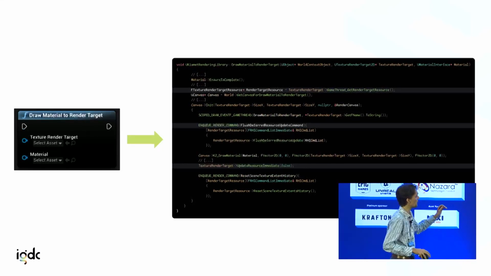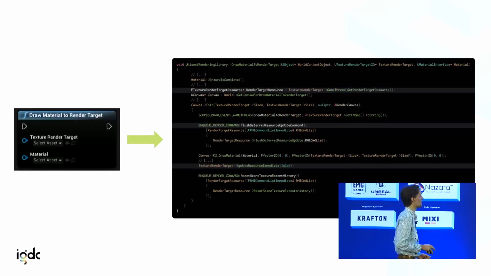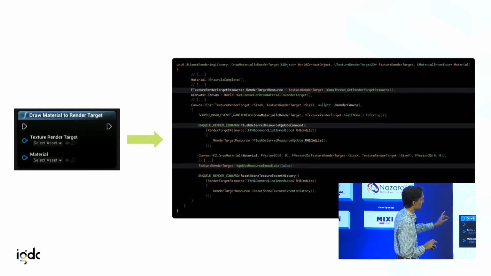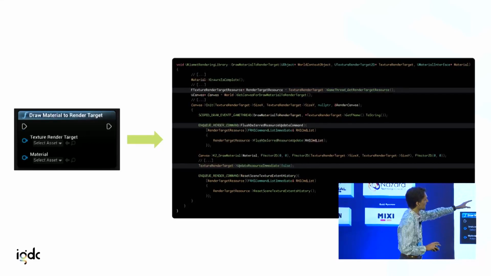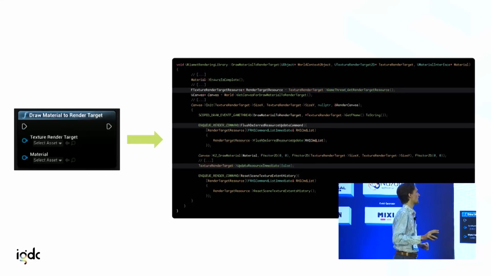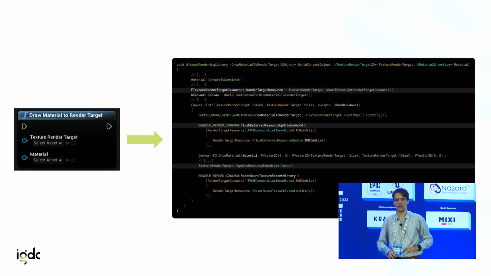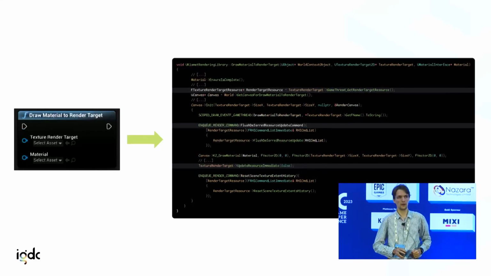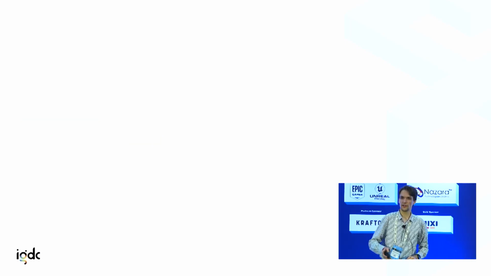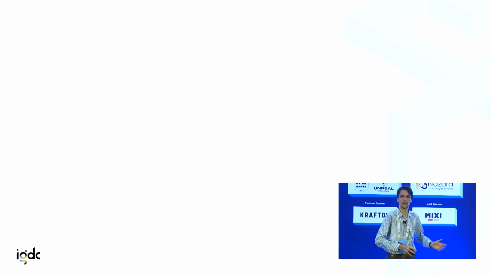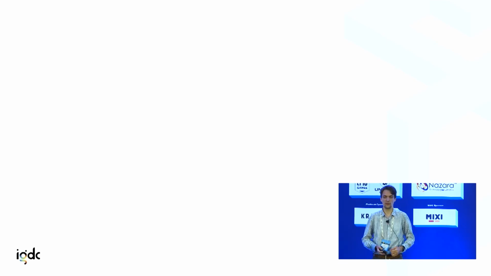So here I have draw material to render target. And let's look at the first clue. It's a bit small, but bear with me. At the top, I highlighted a line that says texture render target, game thread, get render target resource. Game thread. Okay, that's interesting. That's because Unreal is actually a multi-threaded engine. Lots of threads doing a lot of things at the same time.